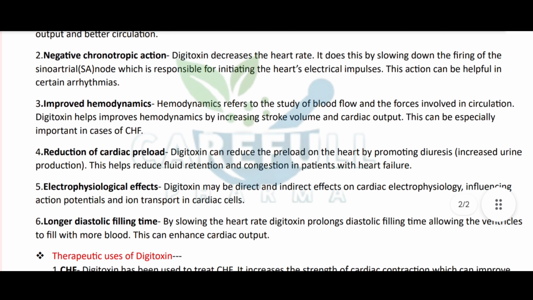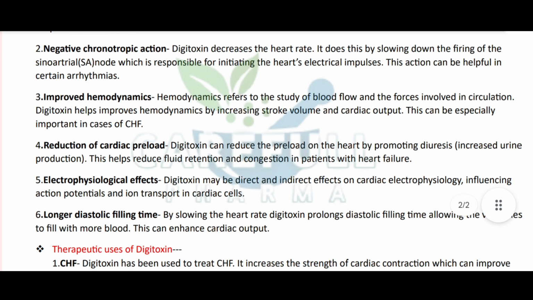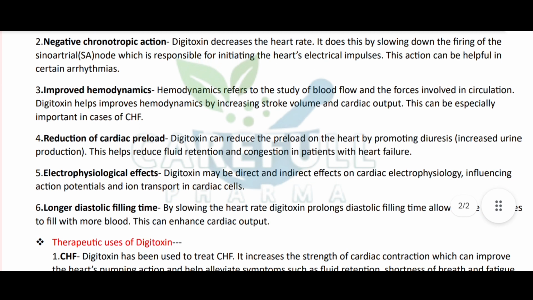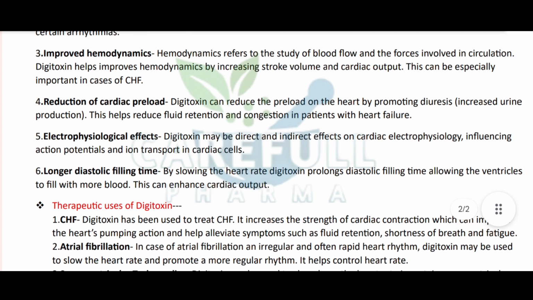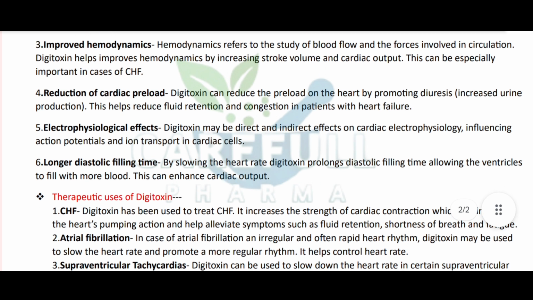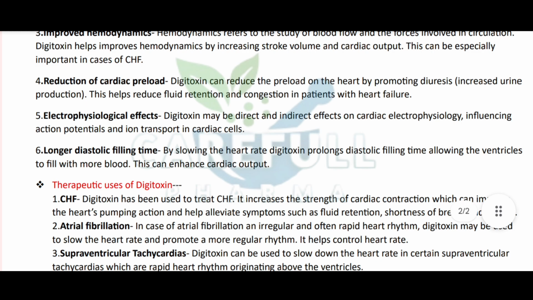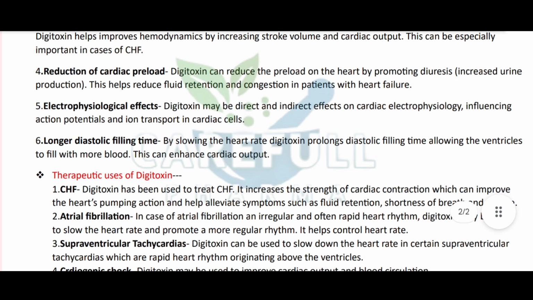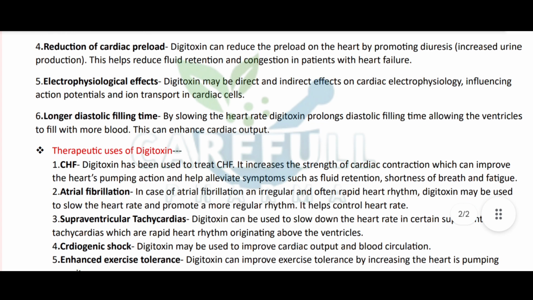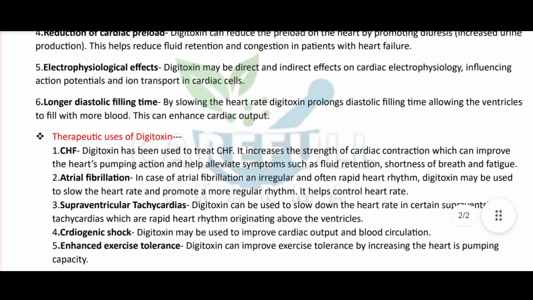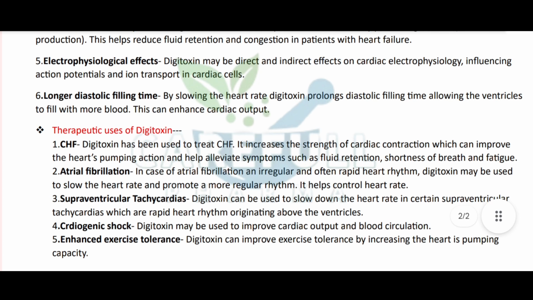3. Improved hemodynamics. Hemodynamics refers to the study of blood flow and the forces involved in circulation. Digitoxin helps improve hemodynamics by increasing stroke volume and cardiac output. This can be especially important in cases of CHF. 4. Reduction of cardiac preload. Digitoxin can reduce the preload on the heart by promoting diuresis, increased urine production. This helps reduce fluid retention and congestion in patients with heart failure.